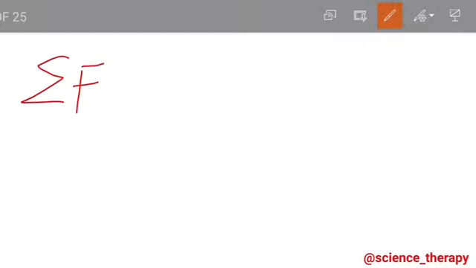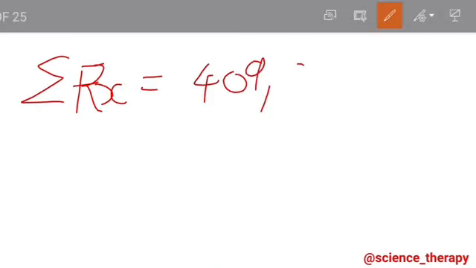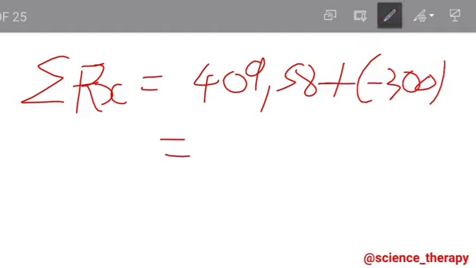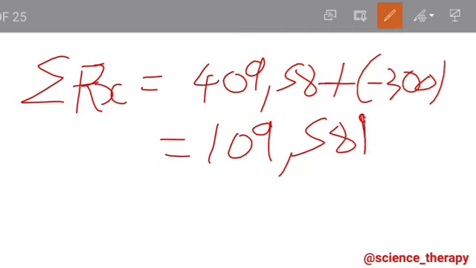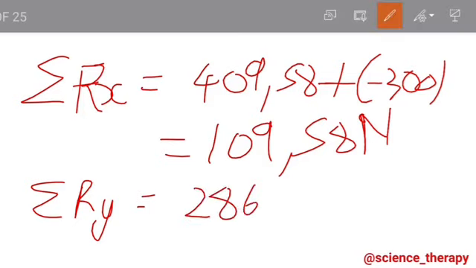So for the sum of horizontal forces, we have 409.58 plus negative 300. Punch that in your calculator. We have 109.58 newtons. Now the sum of your vertical forces, because we only have one vertical force, is just 286.79. Now that we have the two, we can now use it to calculate our F net.